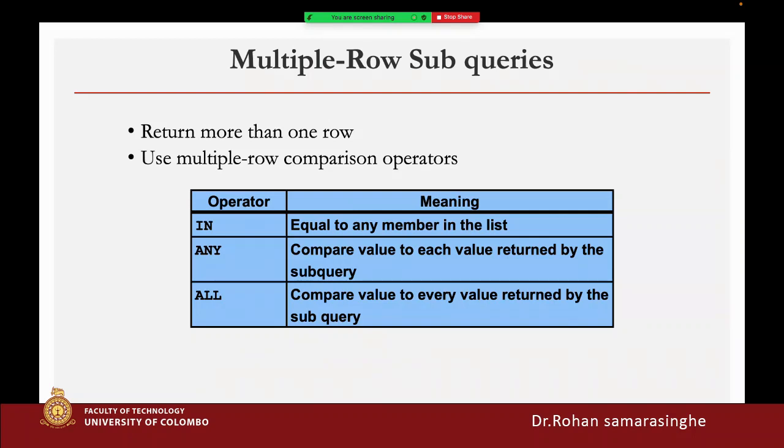Those are the operators in multiple row subqueries: IN, ANY and ALL. IN means equal to any member of the list. ANY means compare values to each value returned by the subquery. The subquery returns values and compares. And ALL means compare values to every value returned by the subquery. If the subquery returns more than one value, compare with each one.